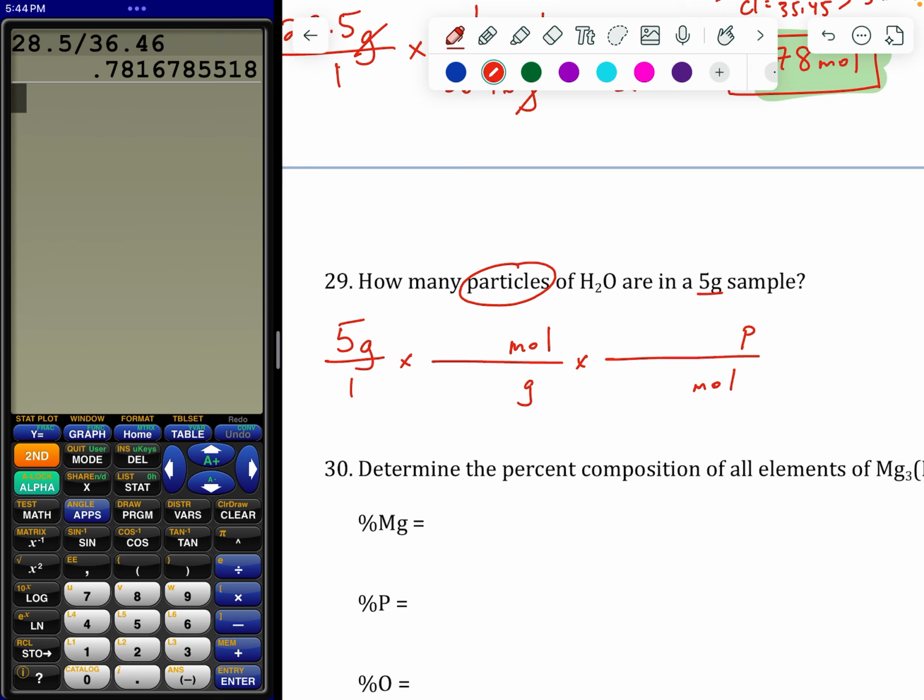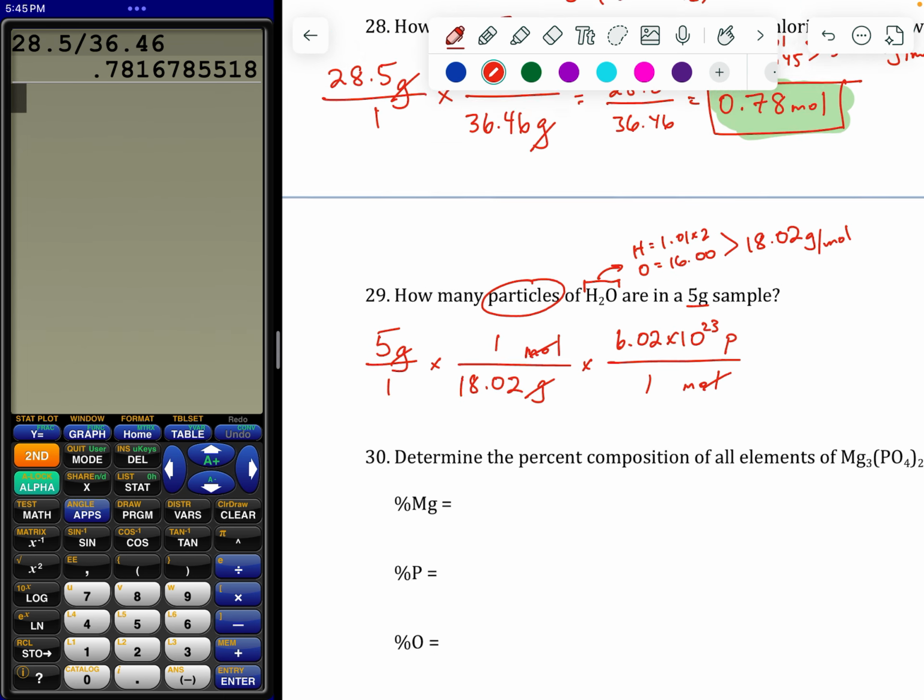So now I can start to look at what I need. I know that I need to find the molar mass of H2O. H is 1.01 times 2. O is 16. You add those all up. When you get your answer, it is 18.02 grams per mole. So I know that 18.02 grams are equal to 1 mole. I also know that 1 mole is equal to 6.02 times 10 to the 23rd particles. Everything will cancel out, and you are left with the unit that you want, which is particles.